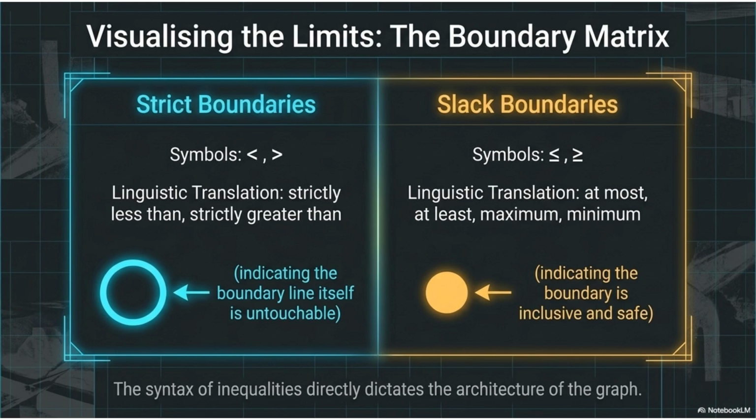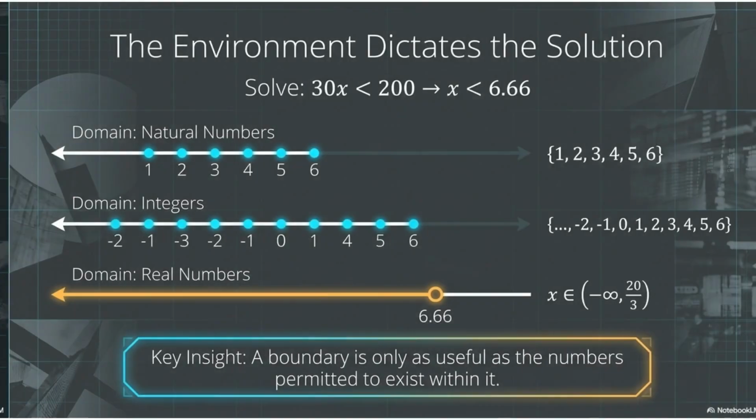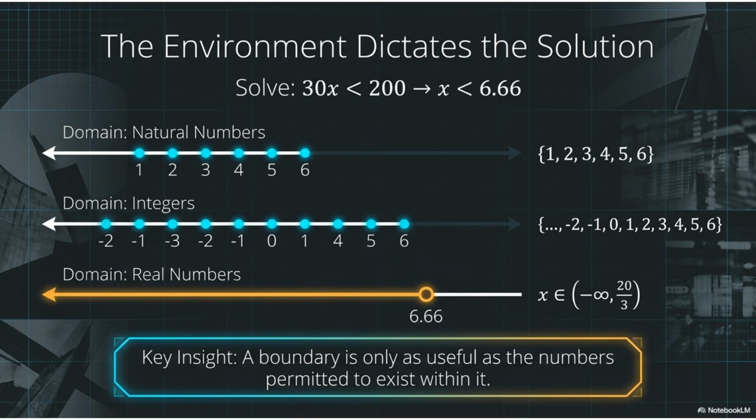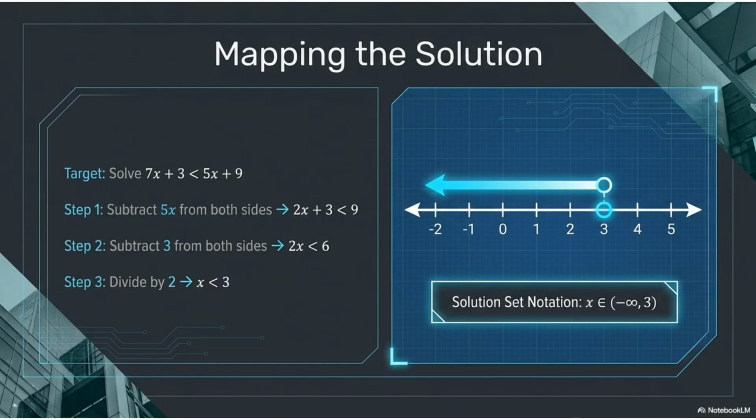Strict boundaries use open circles, while slack boundaries use solid, inclusive circles. The syntax of your inequality dictates the architecture of your graph. The environment dictates the solution. Whether you are working with natural numbers, integers, or real numbers, your boundary is only as useful as the numbers permitted within it. Let's walk through mapping a solution.